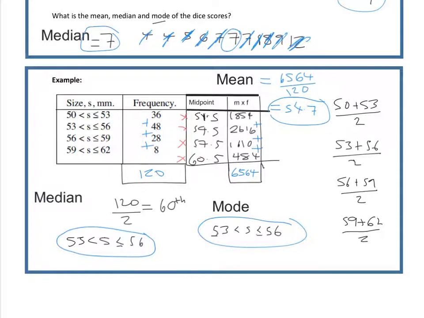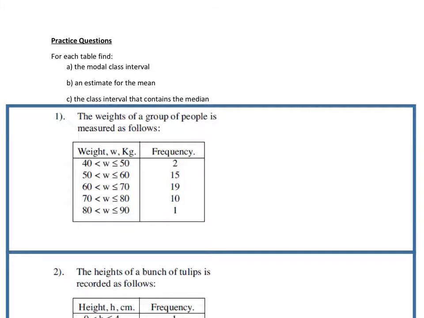What I'd like you to do now is find the modal class interval, an estimate for the mean, and the class interval that contains the median for each of the next 7 questions. So try the practice questions. Do as I've done on the example, and I'll give you the answers once you've done that.